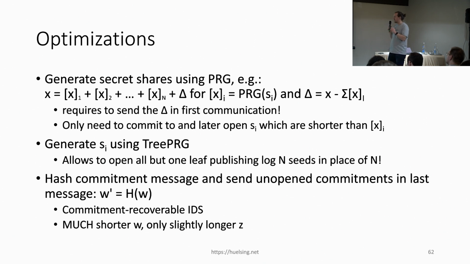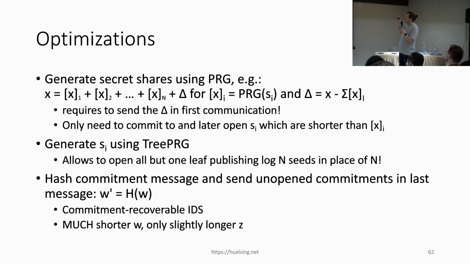And I can open something like an authentication path, which you will hear about tomorrow, in this tree, which has 1 node per height in the tree, which will open all of these n minus 1 seeds. So this gives me a log size opening in place of an order of n opening size to open n minus 1 parties.